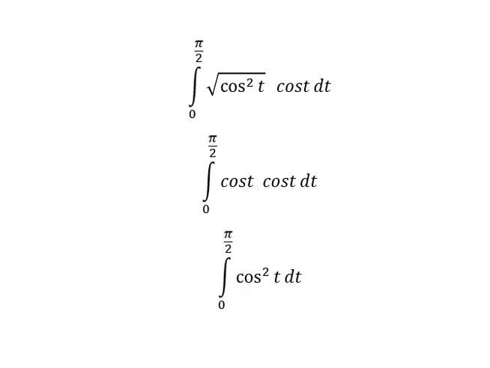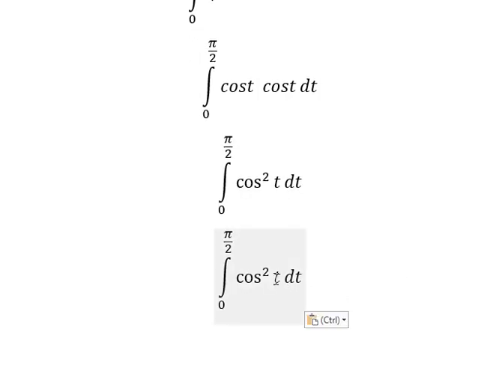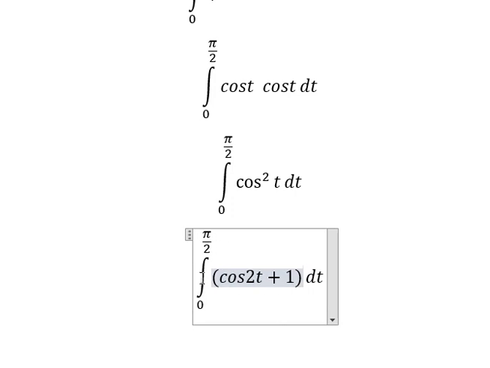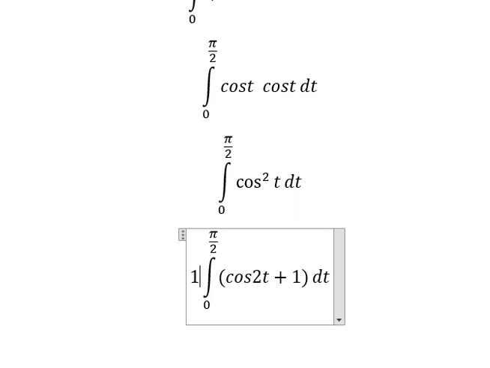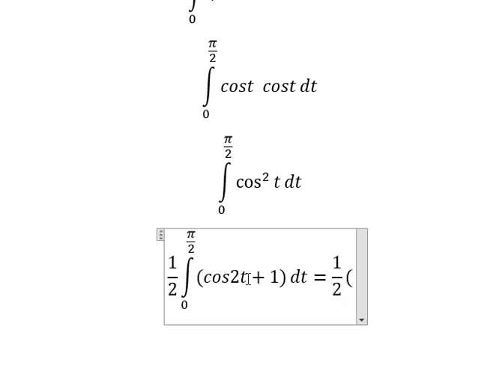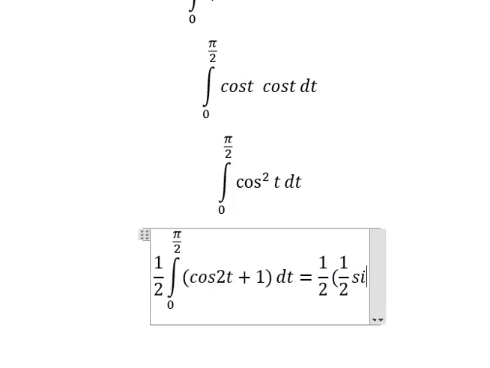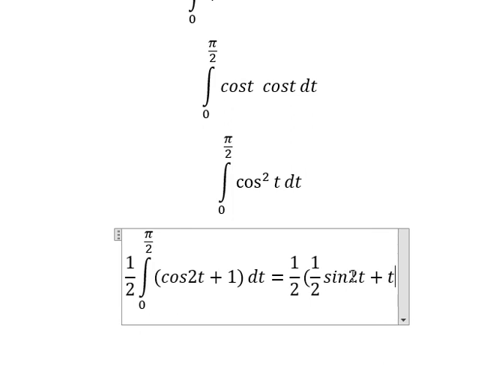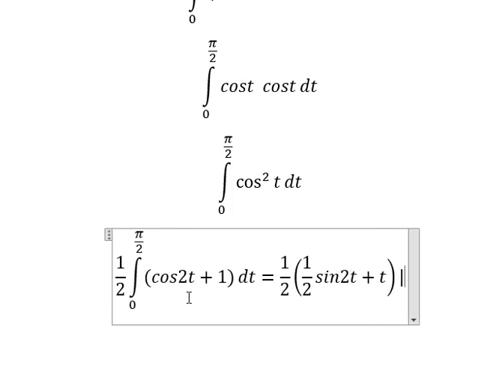And now we have the formula: cosine t squared we can transform into cosine 2t plus 1 over number 2. And now we have the final answer. The integration of cosine 2t is 1 over 2 sine 2t. Number 1 is t. And I will put the bounds from 0 to pi over 2.